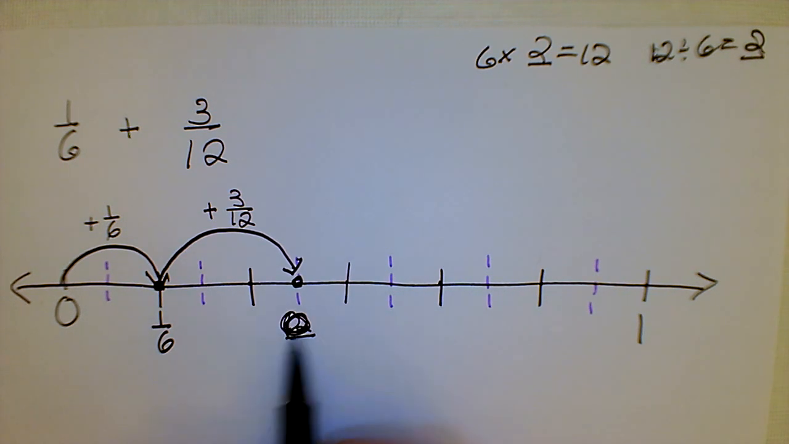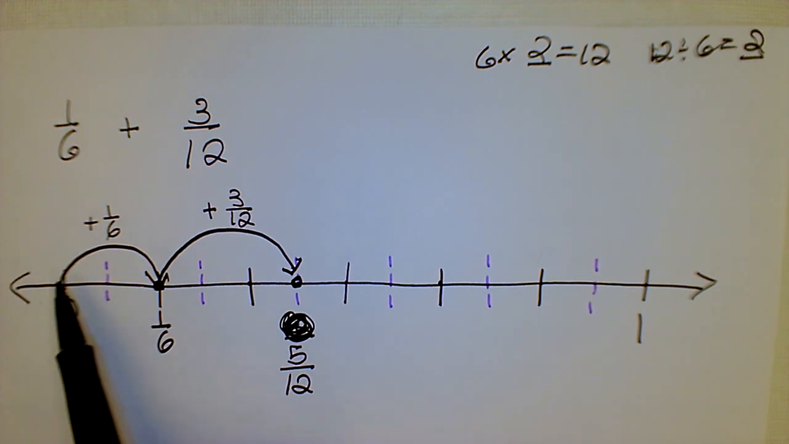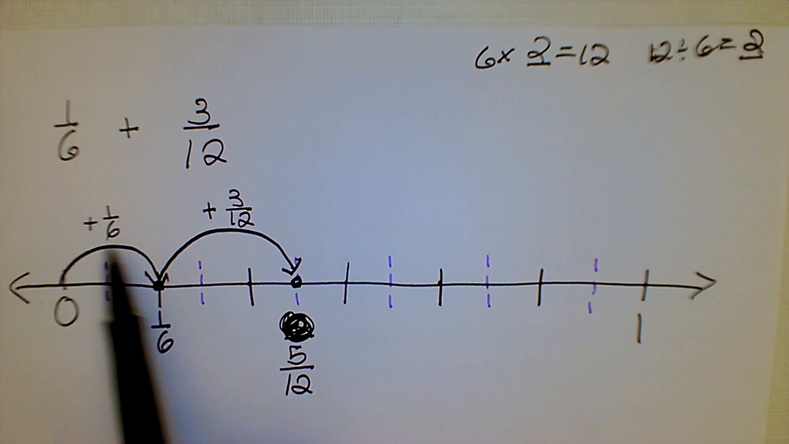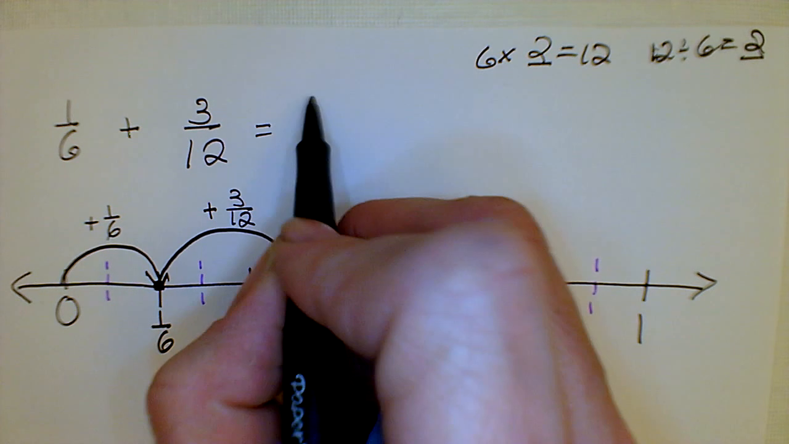Oh, that's so bad that I just wrote that. I am so sorry. 5 12s. Okay. My pen's going faster than my brain, I guess. Okay, and it's 5 12s because these are cut up into 12 pieces, and I hopped over 5 of them. So again, 1/6 plus 3/12 is going to give me 5 12s.